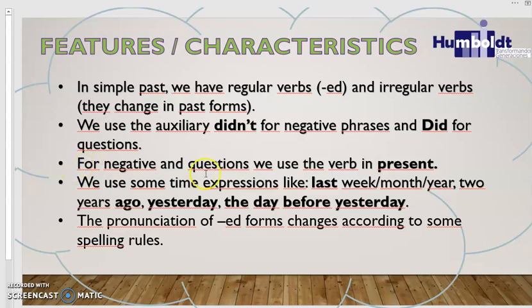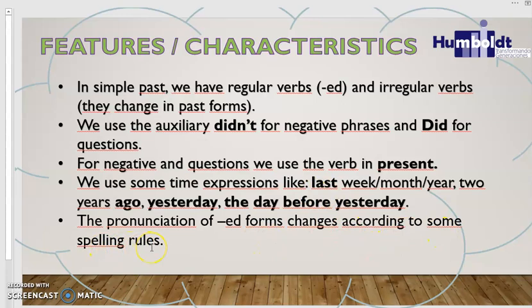Number 3, for negatives and questions, we use the verb in present. Be careful with this. Okay? Number 4, we use sometimes expressions like last week, la semana pasada, last month, el mes pasado, last year, el año pasado, 2 years ago, hace 2 años, yesterday, ayer, or the day before yesterday, el día antes de ayer, o en español colombiano, antier. Right?